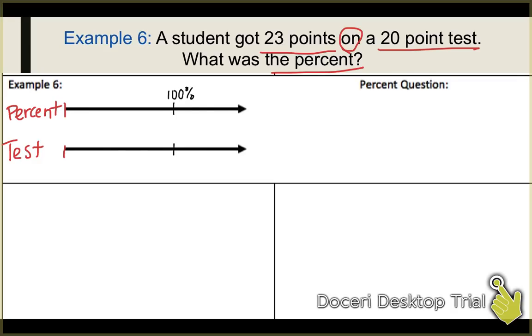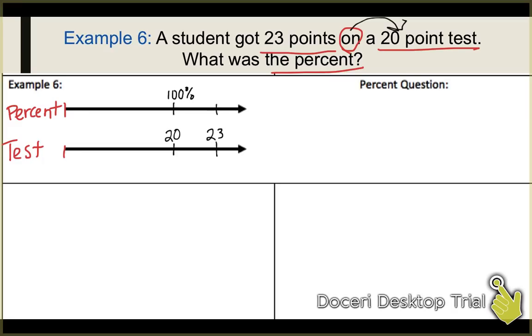Okay, and now this is where I have to look at the question pretty carefully. It says 23 points on a 20-point test. So they got more points than what the points were. 100%, this word on kind of tells us that 100% was 20 points. Okay? So if I were to estimate that on my number line, well, 23 would be bigger than 20. And this kind of throws people because you're like, what? It can't be bigger than 100%.